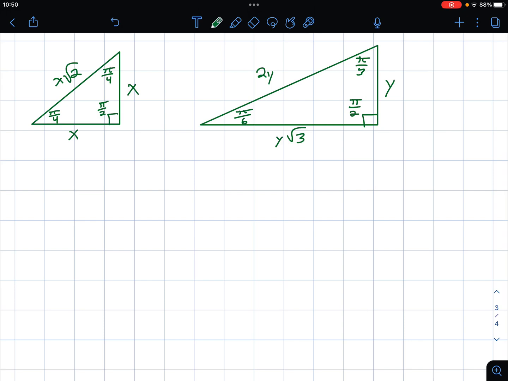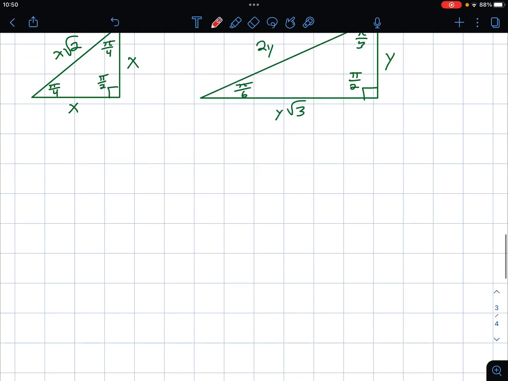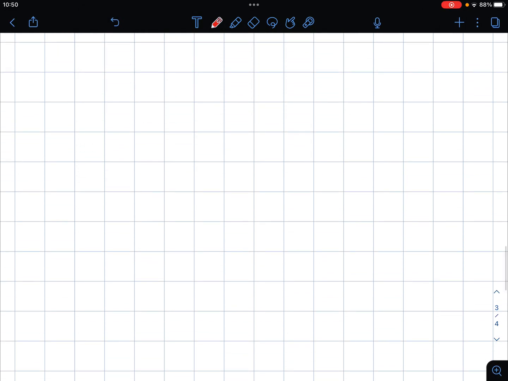The last thing I'm going to do is just refresh your memory on why these are quote-unquote special, where they come from. First one is 45, 45, 90 is half of a square.